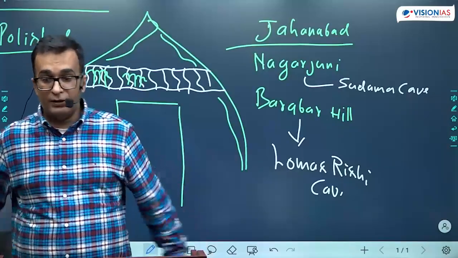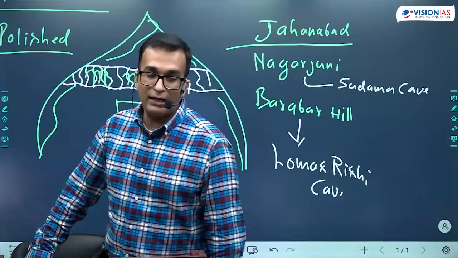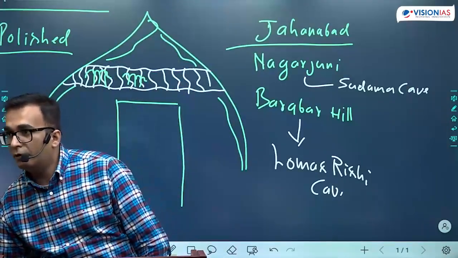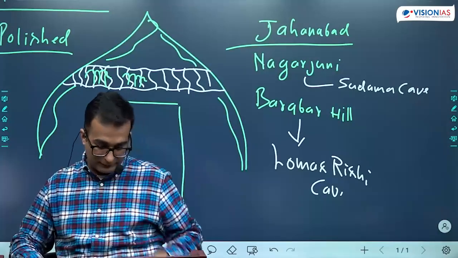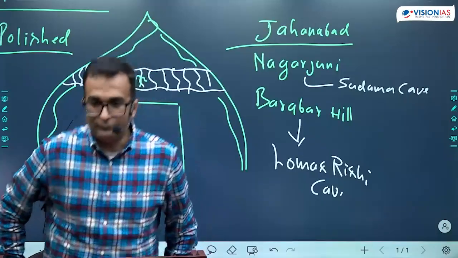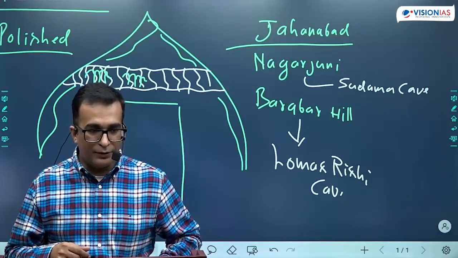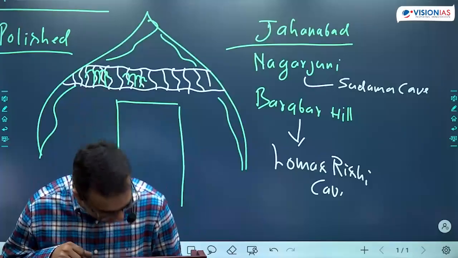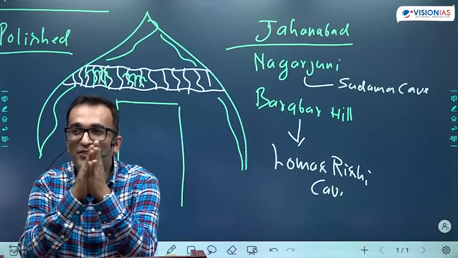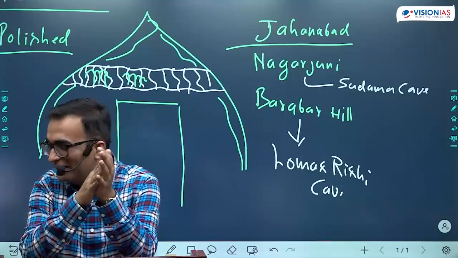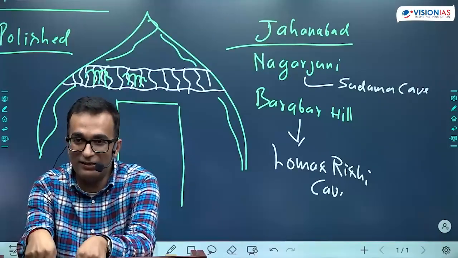Mauryan caves were perhaps the first man-made caves of India. And they were mainly created by Akbar, not Akbar, sorry, Ashoka, mainly created by Ashoka and his grandson Dasarath.